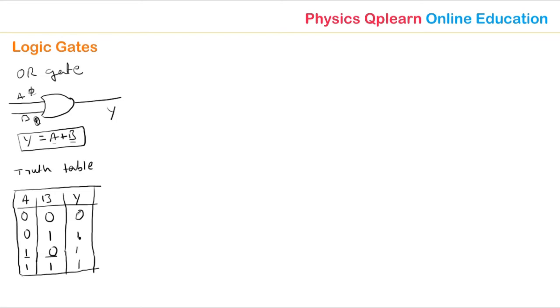Clear? One thing you have to understand carefully now: what exactly is the OR gate? The OR gate is a logic circuit. It has two or more inputs and only one output. So this is the logic diagram, the diagram of the OR gate. And this is the formula: Y is equal to A plus B is the formula of the OR gate. And this is the truth table.